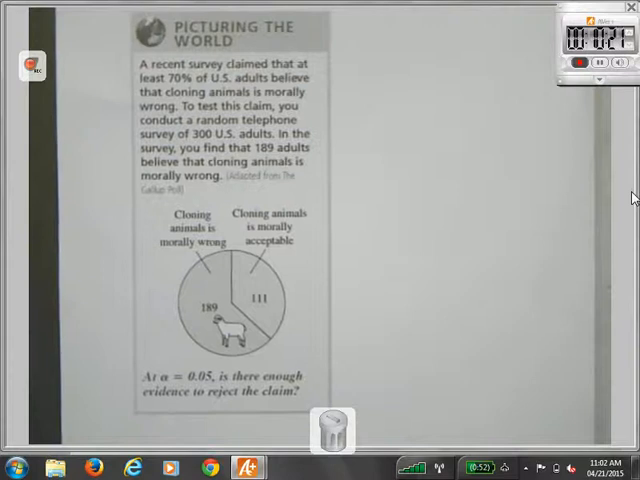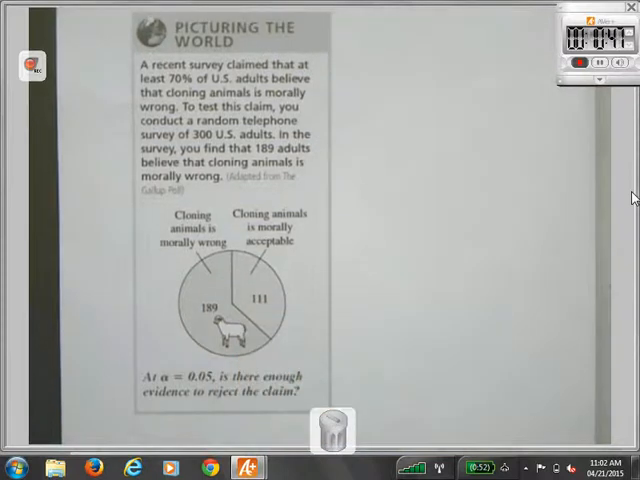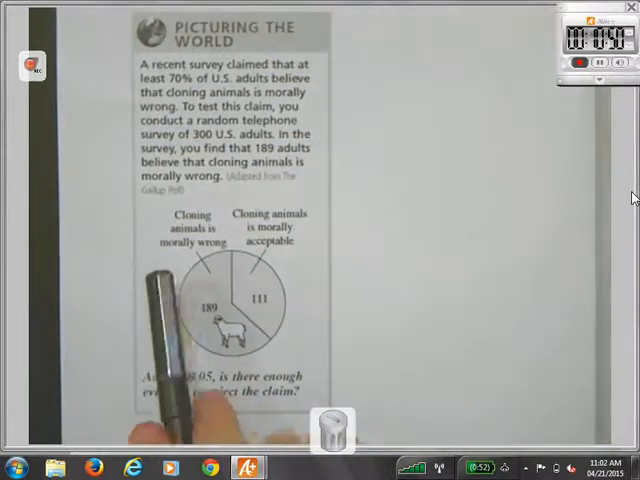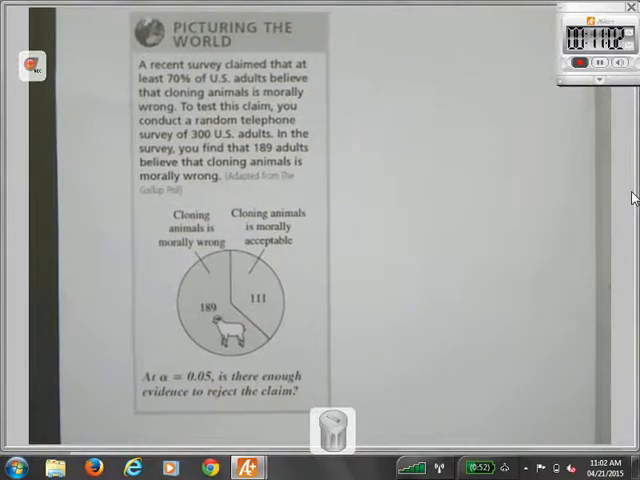A recent survey claimed that at least 70% of U.S. adults believe that cloning animals is morally wrong. To test this claim, you conduct a random telephone survey of 300 U.S. adults. In the survey, you find that 189 adults believe that cloning animals is morally wrong. And here's a little picture of the 189 and the 111 out of the 300 that they called. Cloning animals morally wrong. Cloning animals is morally acceptable. Then it says that the alpha is 0.05. Is there enough evidence to reject the claim?